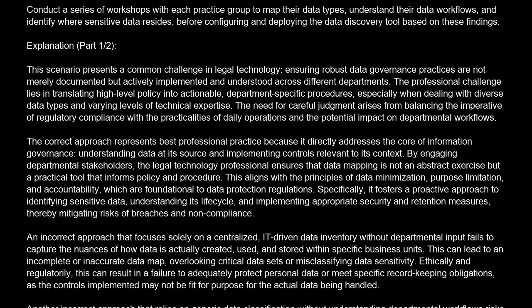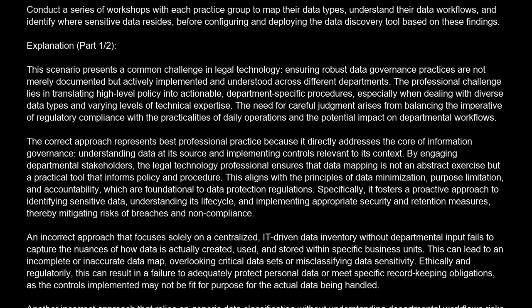The correct approach represents best professional practice because it directly addresses the core of information governance: understanding data at its source and implementing controls relevant to its context. By engaging departmental stakeholders, the legal technology professional ensures that data mapping is not an abstract exercise, but a practical tool that informs policy and procedure.